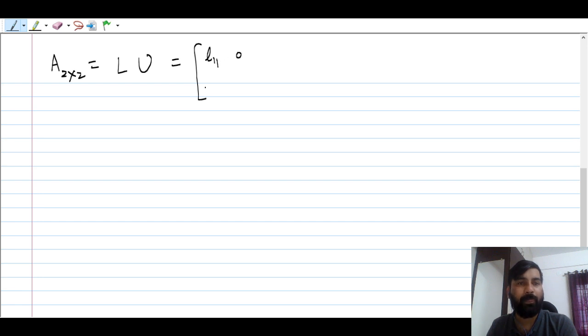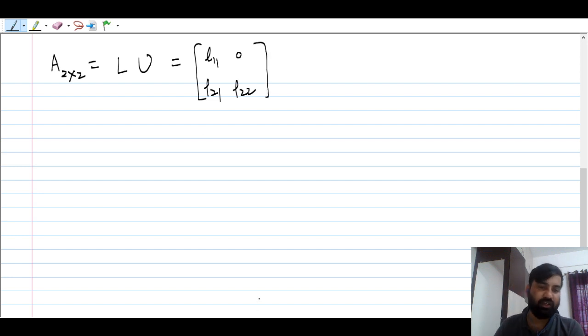Suppose you have a matrix of 2 by 2, which is a square matrix, and you are factorizing it into L and U. You can always express this L matrix, the lower triangular matrix, as L11, 0, L21, L22. In the last session also I showed you how to express this lower triangular matrix. So L can be written as L11, 0, L21, L22.